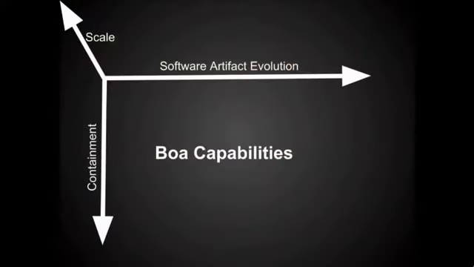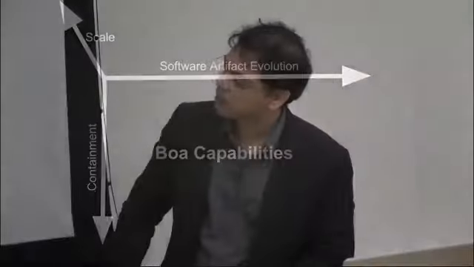So BOA capabilities are on three dimensions. The first dimension that most program analysis folks are familiar with is containment. We look at a program as an abstract syntax tree. Programs contain classes, classes contain methods, methods contain statements, and so on and so forth. When we think about program analysis, we think about this containment relation. Okay, so that's one dimension.